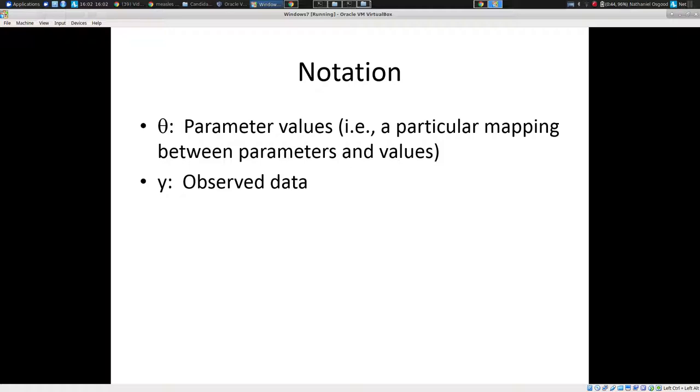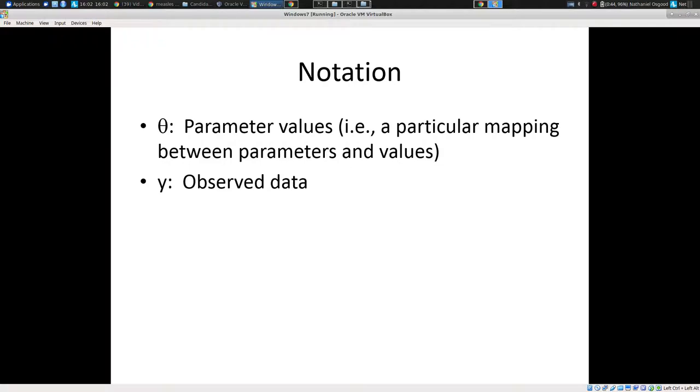Okay, so we're going to use a notation. We're going to assume theta are some parameters in the model that we're not sure about, and we want to arrive at values for those that help the model match the observed data well, recognizing that there's uncertainties in that observed data from the world. And y is the observed data.